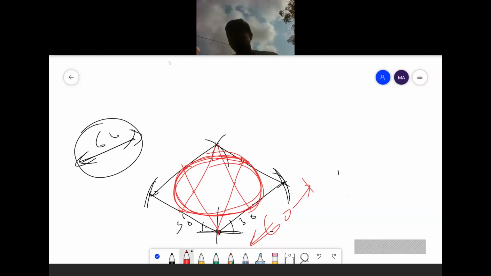Just draw with your pencils and your drawing instruments. Then only you can understand the concept.